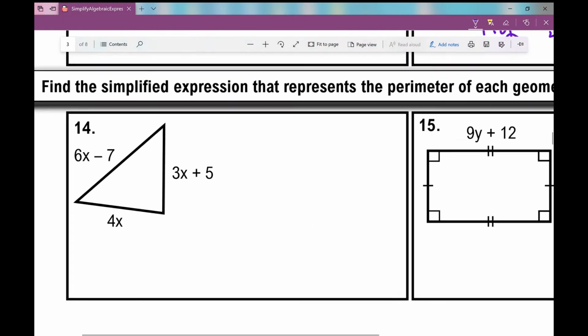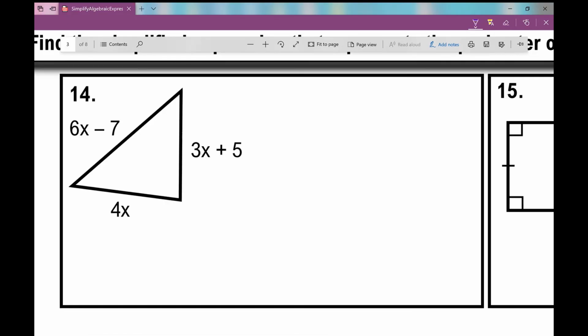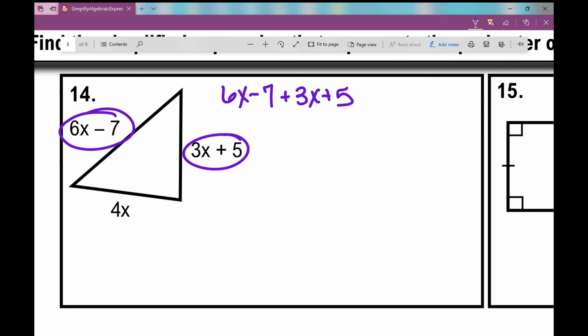Let's move on to our last two examples, which involve geometric applications. The directions say to find the simplified expression that represents the perimeter of each figure. So the perimeter, what do I do when I find the perimeter of a figure? I'm going to add up all the sides. So I'm going to add this side, which is 6x minus 7, to this side, which is 3x plus 5, to this side, which is 4x.